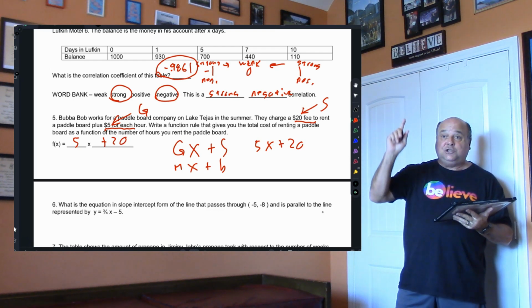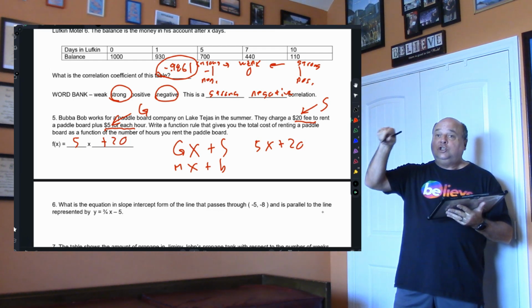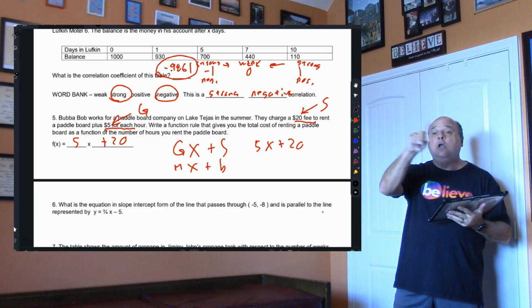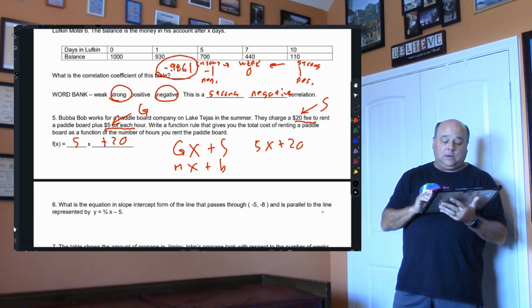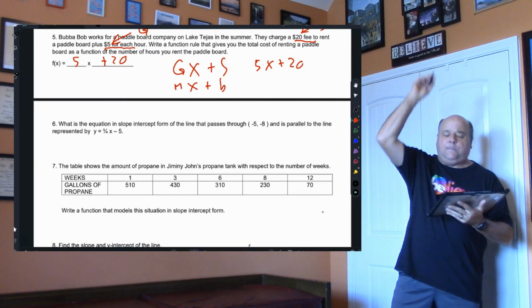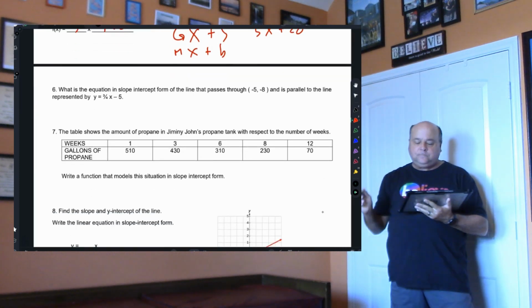Piece of cake. Just remember, growing number, starting number. Try to find your starting number first. Your growing number is going to be the rate, okay? Turn the page, number 6.